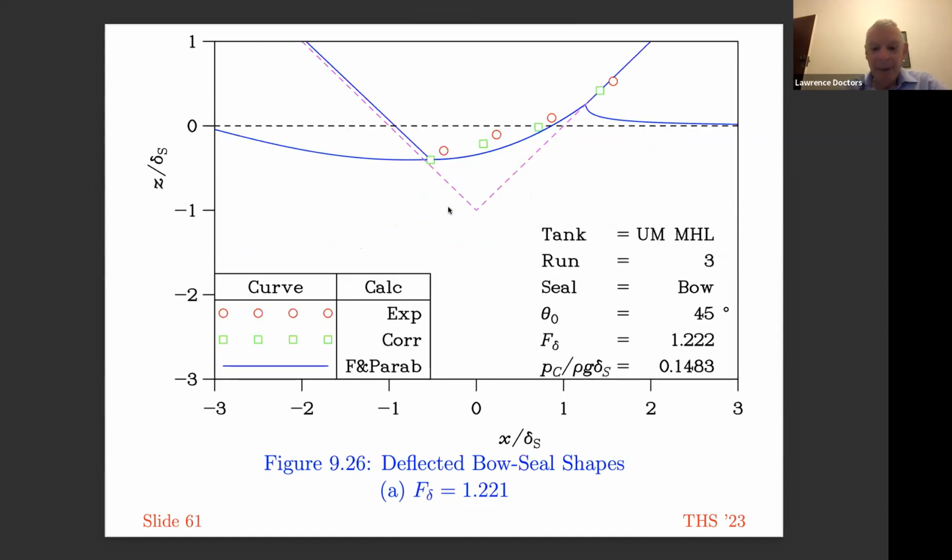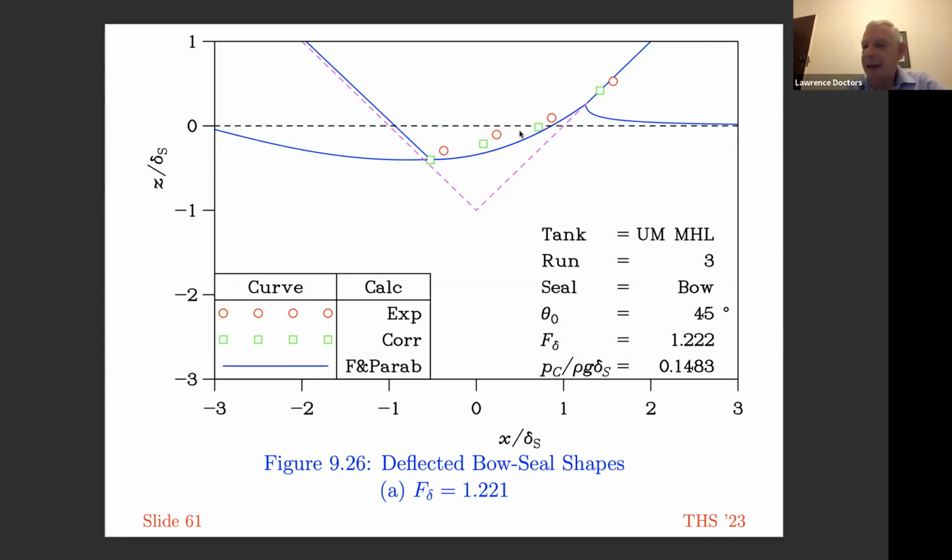This is a picture which I'm quite proud of myself. This is a side view of the finger. So Z here is the vertical dimension, X is the horizontal dimension. The purple dashed line is the original shape of the finger, and the blue line is the deflected shape. This part of the blue line is the water shape, the free water surface shape. That's all theoretical. The symbols are the experiments.